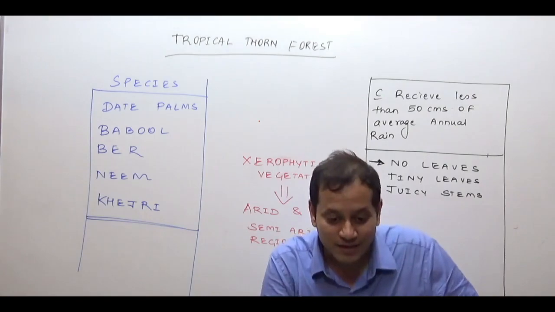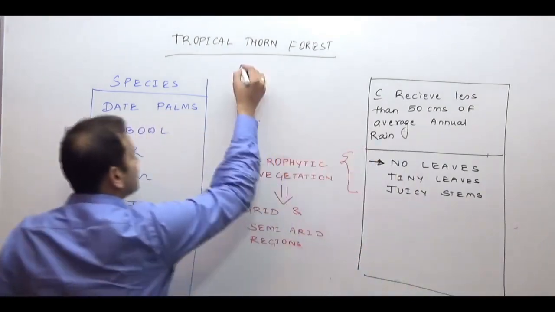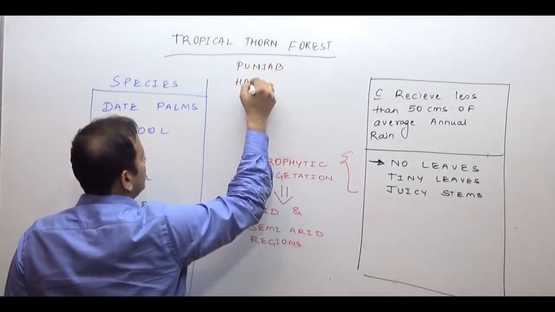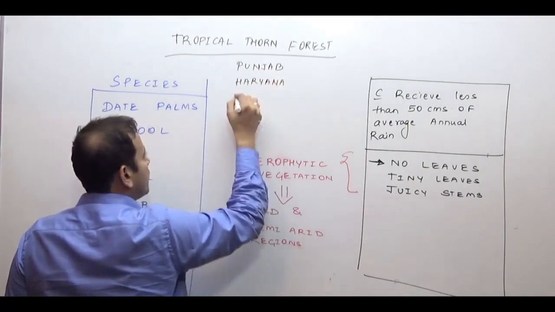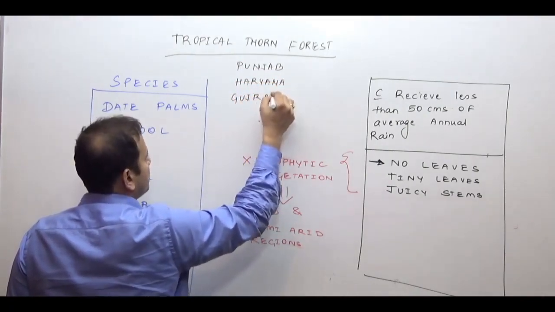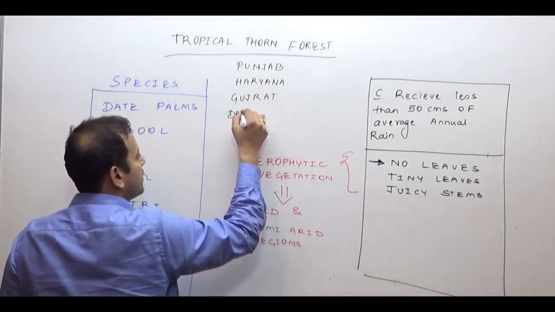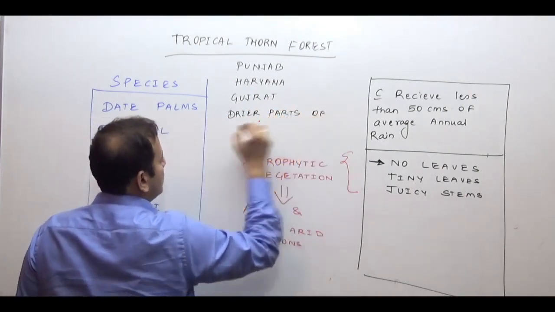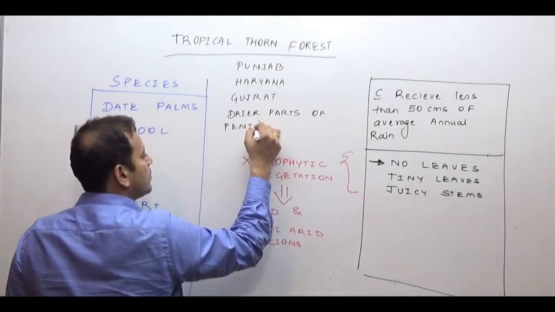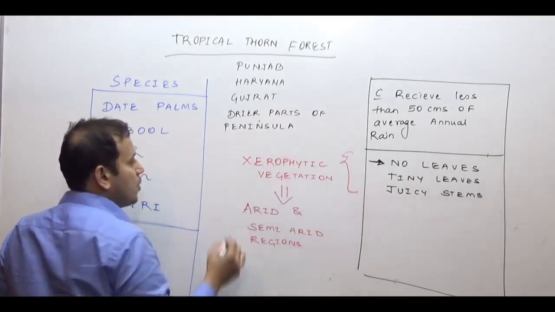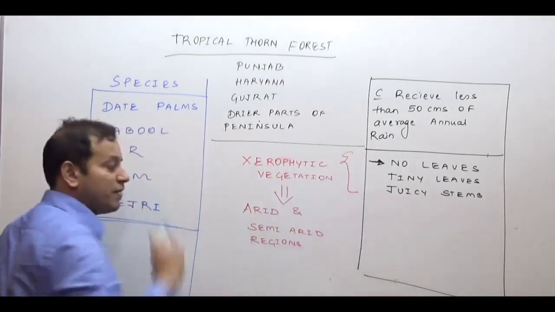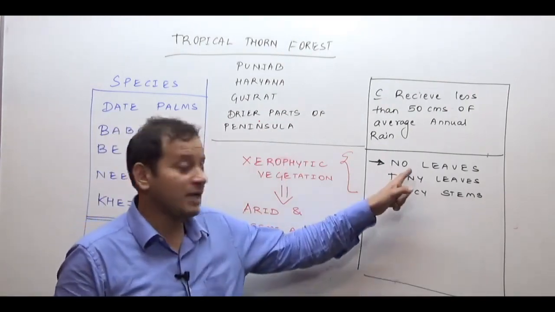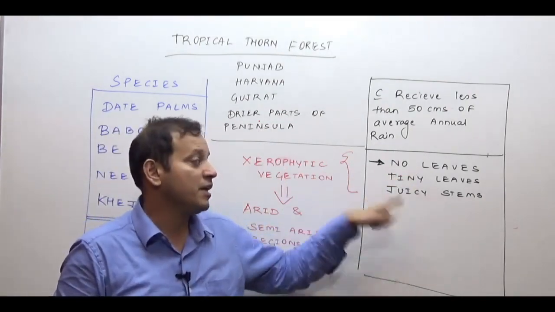So where are these found? These are found in Punjab, Haryana, Gujarat, and the drier parts of the peninsula. What will you call such forest? You will call it xerophytic vegetation. What is the modification of a plant in the desert region? They may have no leaves, they may have tiny leaves, they may have juicy stems.